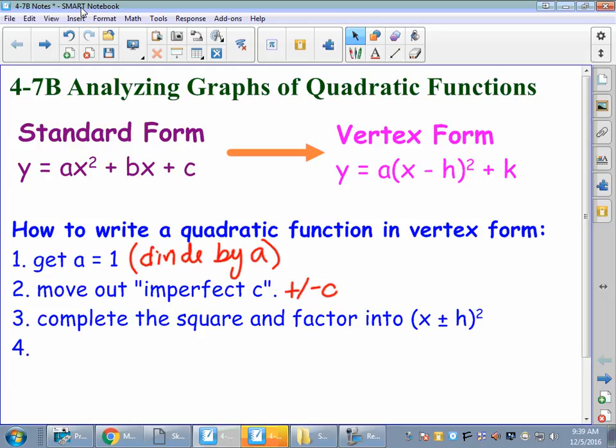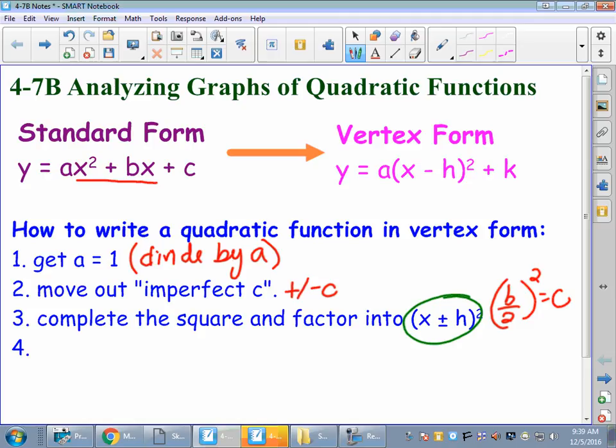Then we're going to complete the square and factor into either x plus h squared or x minus h squared. After we move out our old c, all we'll be left with is x squared plus bx, just like we were when we completed the square before. So we take half of b and square it, and that becomes our new c value. We'll add that to both sides, and then we'll factor. That brings in the squared term, the x minus h squared term.